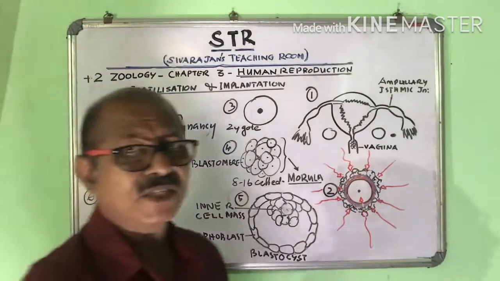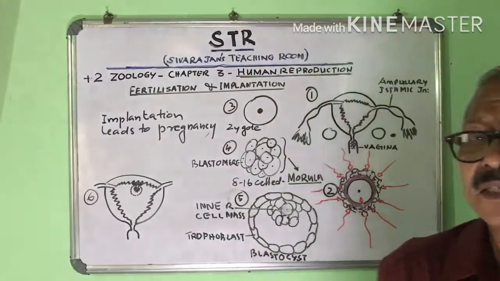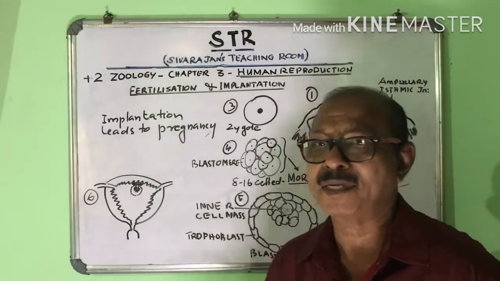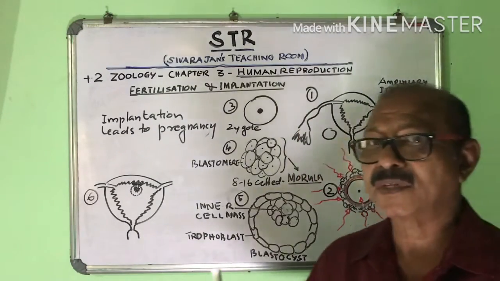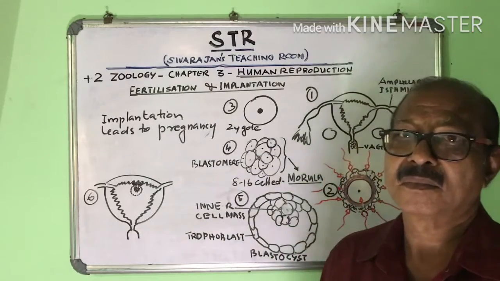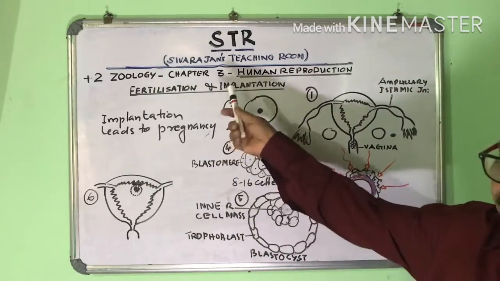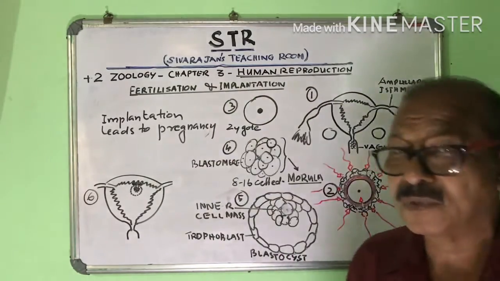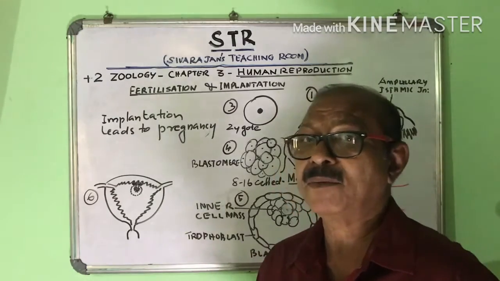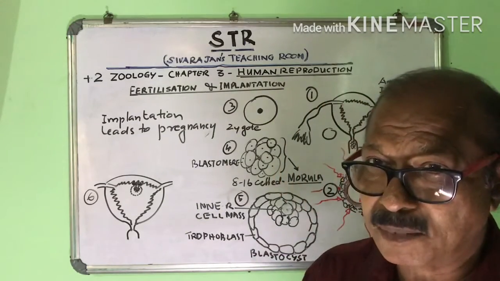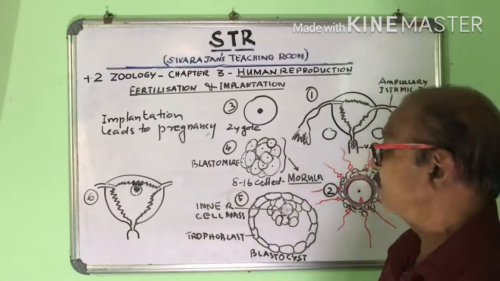So what is fertilization? Fertilization is the fusion of the male and female gametes. The sperm is fusing with the ovum. That is fertilization. The fusion of the sperm and the ovum is called fertilization.